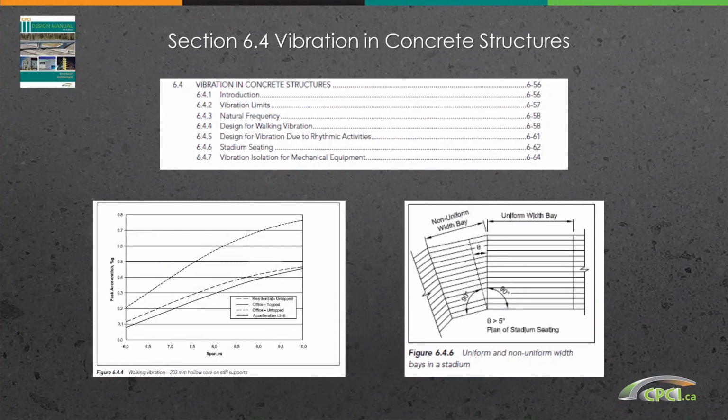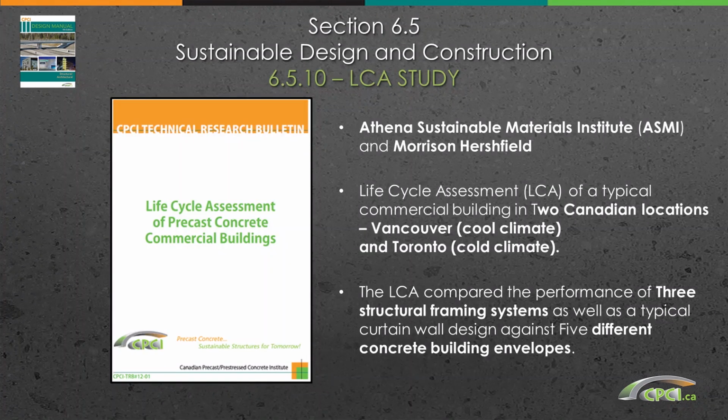Section 6.4 deals with vibration of structures. As with the previous section, this is largely unchanged except for editorial corrections. Vibration calculation examples in this section include example 6.1 on hollow core walking vibration, and example 6.11 on stadium seating for a lively concert or sporting event. Section 6.5 of the design manual includes information on sustainable design and construction.